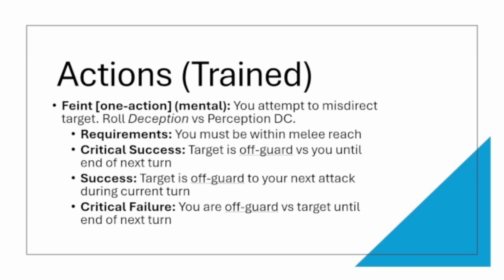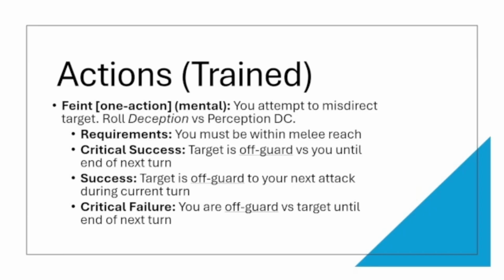The idea is that you're redirecting them so that you can then stab them. On a critical success, the target is off guard against you until the end of your next turn. A success, it's off guard to your next attack during the current turn. So generally, you don't want to use a feint as your final action of the turn, because it means that you'll only have an effect if you roll a critical success.